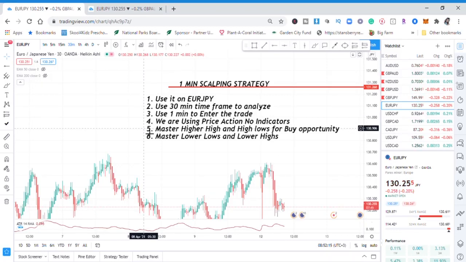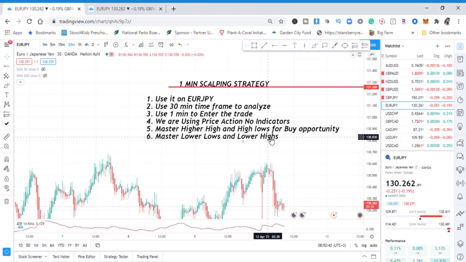sell opportunities. So for you to understand this scalping strategy, you need to identify high highs and high lows, or lower lows and lower highs. And let's say the market was making high highs, high lows, and then all of a sudden that gets violated, you come out of the trade. So guys, without further ado, let's get into the chart.